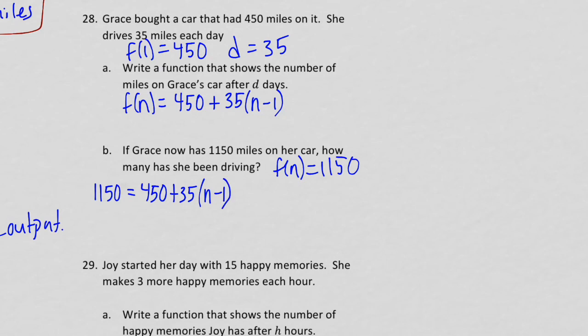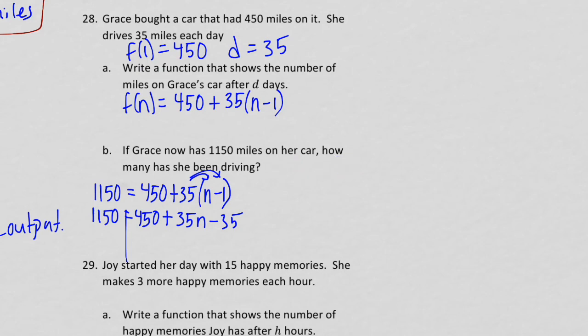To do that, I'm going to have to distribute. So 1150 equals 450 plus 35n, right? 35 times n is 35n. 35 times 1 is 35, but it's negative. And we're going to solve that. I'm going to continue right here so I have enough space to keep working.